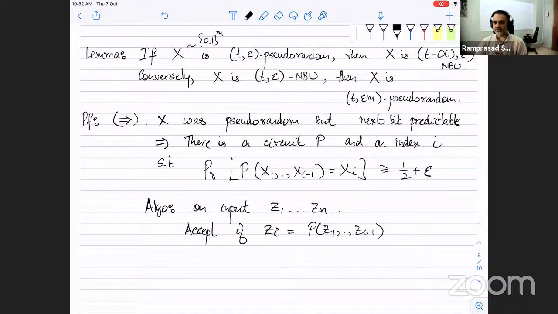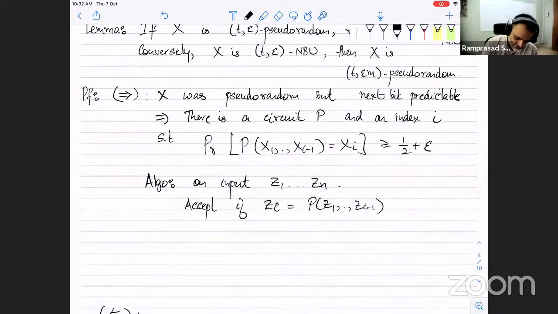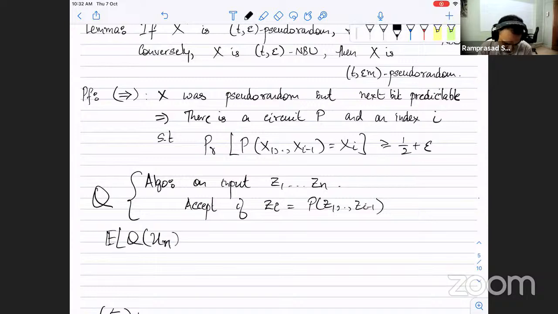That's what this algorithm is going to do. Okay. So now, let's call this algorithm Q maybe. Now, what can I say about the expected behavior of Q if I fed it the uniform distribution on m bits? I guess this should have been m. So what should this be?